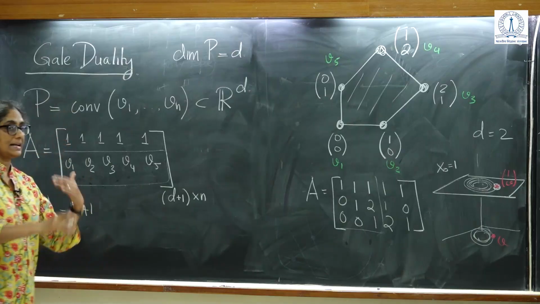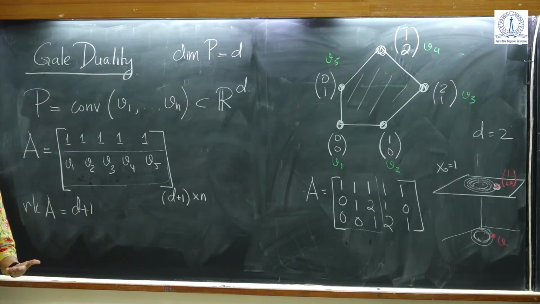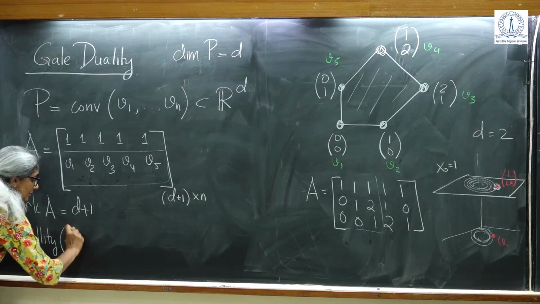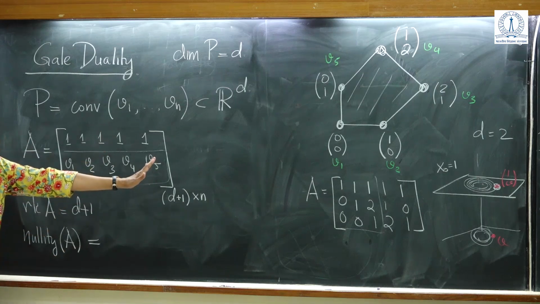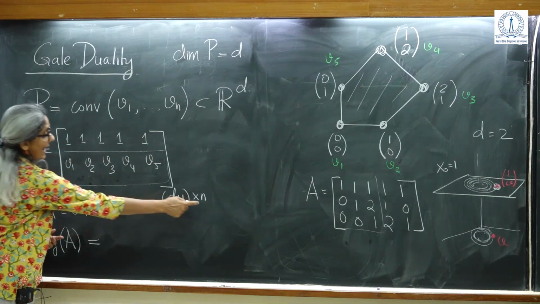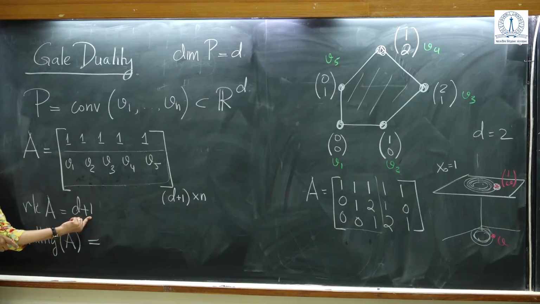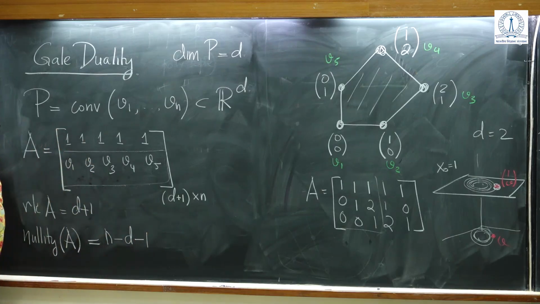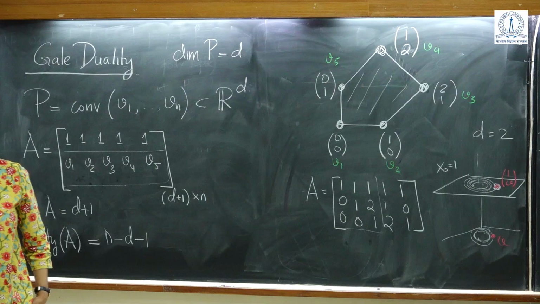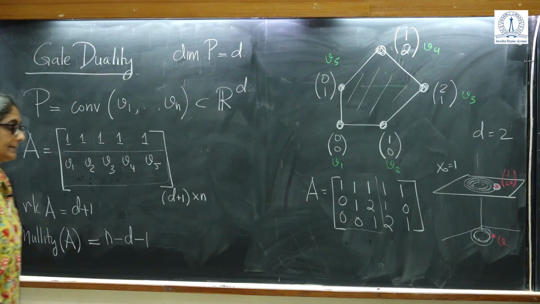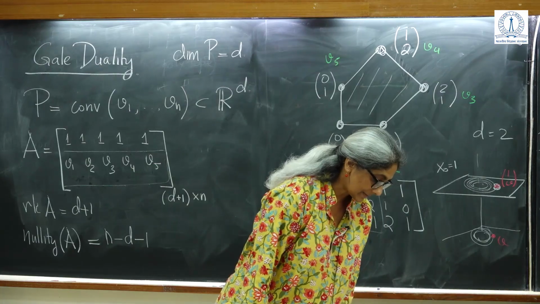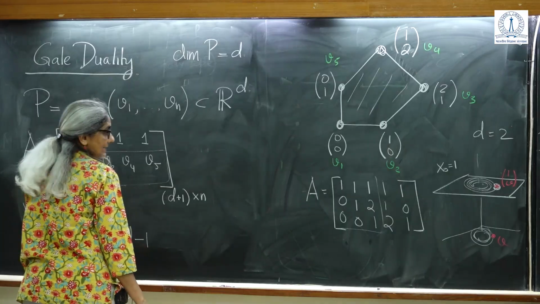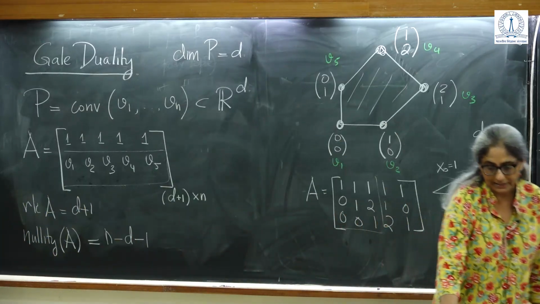So the dimension of the kernel, the right null space, should be what? That's the nullity, right? The nullity, which is the dimension of the right null space, should be n minus this rank. Do you agree? So it should be n minus (d plus 1), which is n minus d minus 1. That is the dimension of the null space. Very good. So the next step is to calculate a basis for the null space.